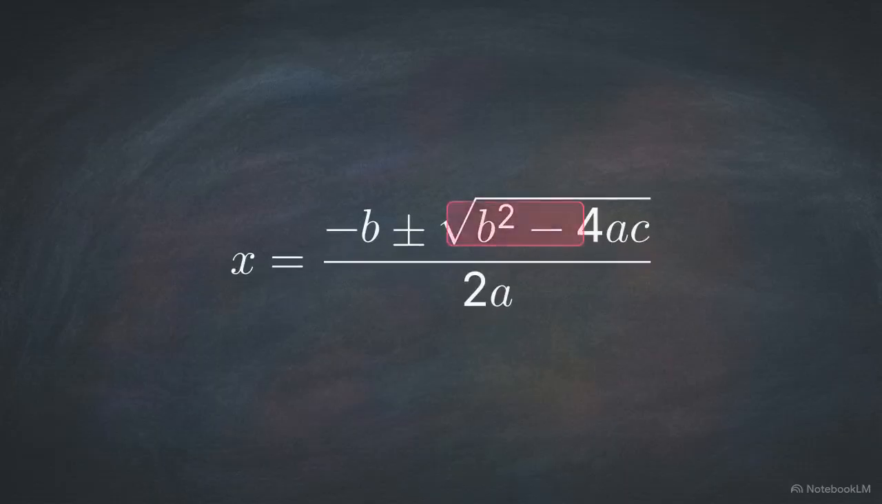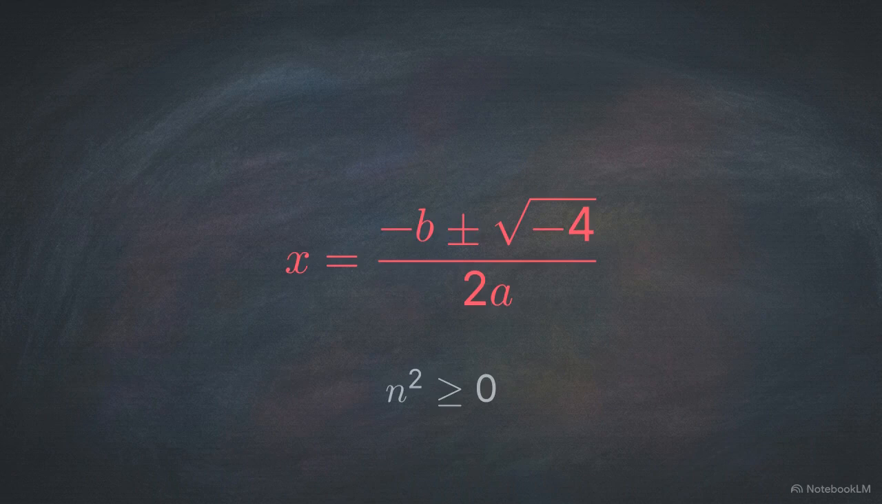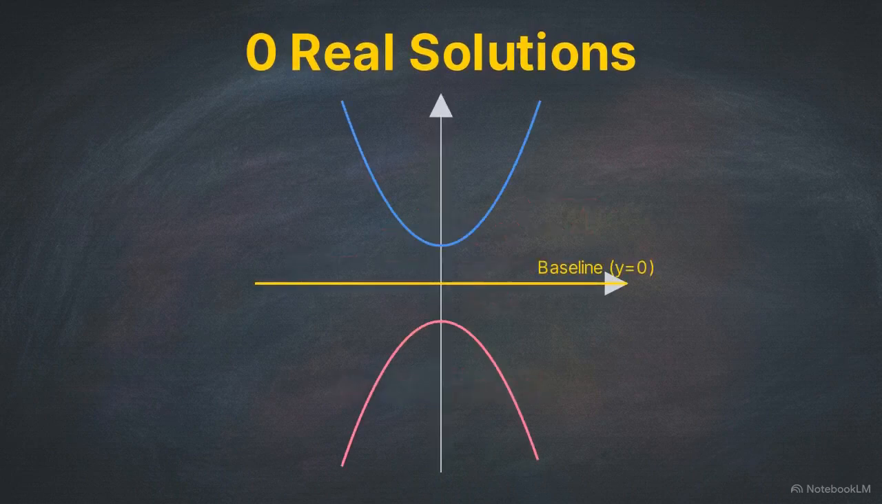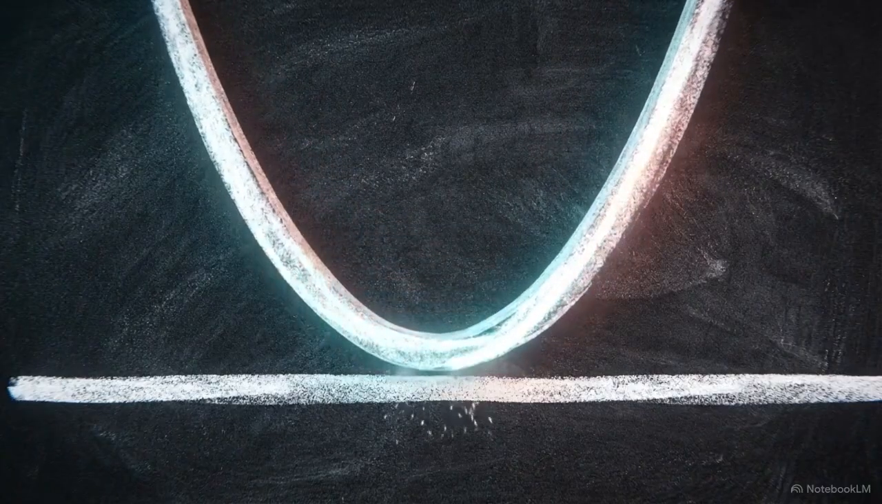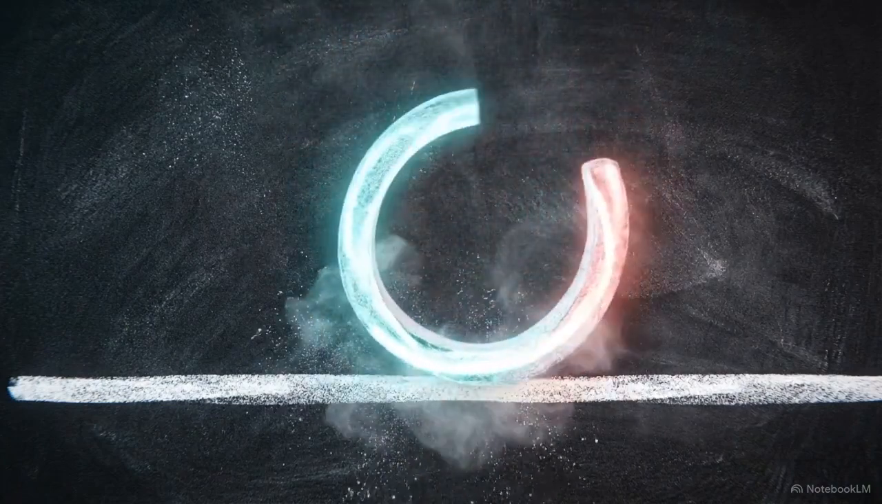Finally, we reach case 3. The discriminant evaluates to a negative number. The formula is now attempting to calculate the square root of a negative. Because squaring a real number produces a positive result, this operation is undefined. The equation yields 0 real solutions. On our geometric plane, the parabola hovers entirely above or below the baseline. The system modeled here never physically crosses the axis. The discriminant establishes the boundary condition that determines if an event will physically occur within a modeled system.